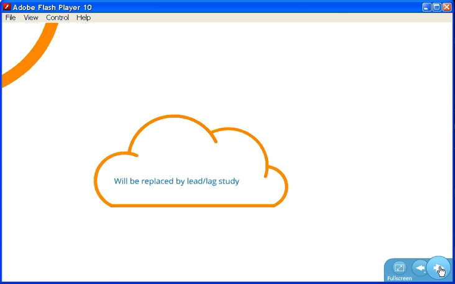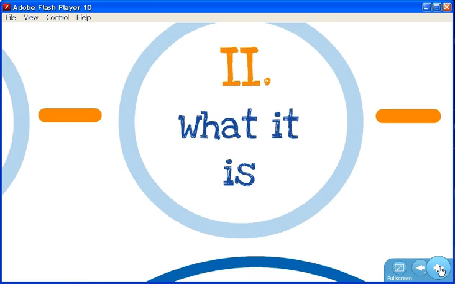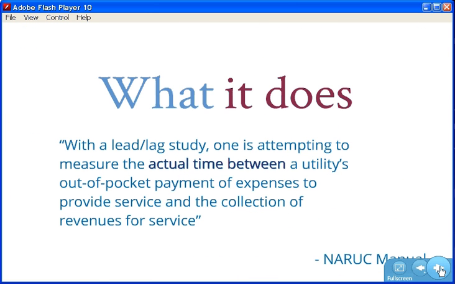But what is a lead lag study? A lead lag study is attempting to measure the actual time between a utility's out-of-pocket expenses and the collection of revenues from those services. Basically, what the lead lag study does is it looks at two time periods. The first one is the time between customer receives service and the date the utility receives payments. That's called the revenue lag.